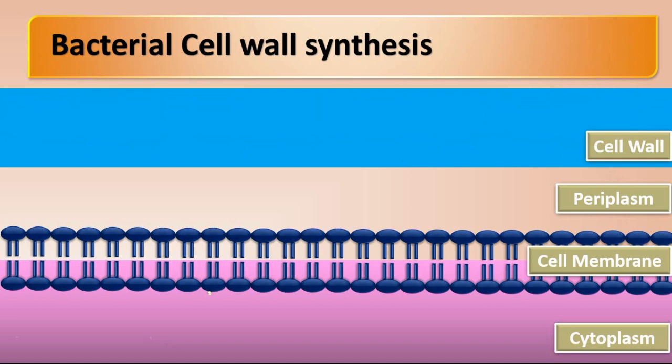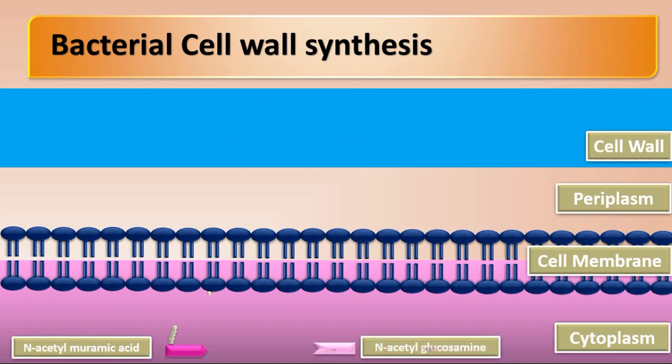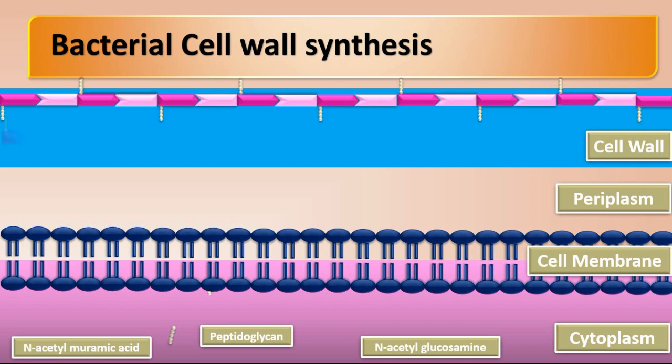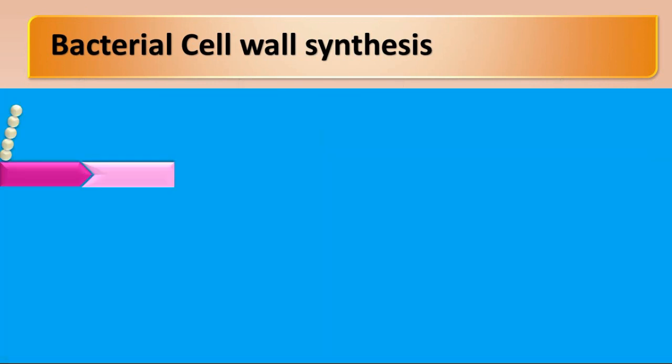Synthesis of the bacterial cell wall depends upon the synthesis of peptidoglycan. Peptidoglycan synthesis occurs in the cytoplasm and starts with the addition of 5 amino acids to N-acetyl-muramic acid. Then N-acetyl-glucosamine is bonded with N-acetyl-muramic acid. This unit now acts as a precursor for peptidoglycan synthesis. This precursor unit is then transported through the cell membrane to the periplasm. These units are incorporated in the cell wall by forming polymer chains of these units. This process is called transglycosylation.